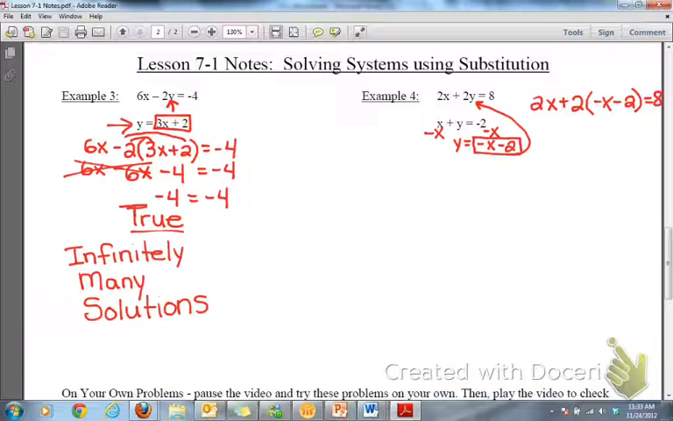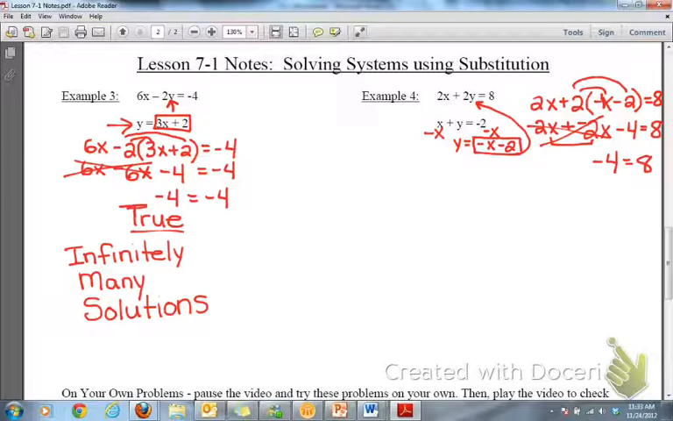So now I distribute. This gives me 2x. 2 times negative 1x would be negative 2x. 2 times negative 2 would be minus 4 equals 8. Uh-oh, what happens here? 2x plus negative 2x. Well, that gives me 0 again. So those will go away. But this time I'm left with negative 4 equals 8. And last time I checked, negative 4 does not equal 8.